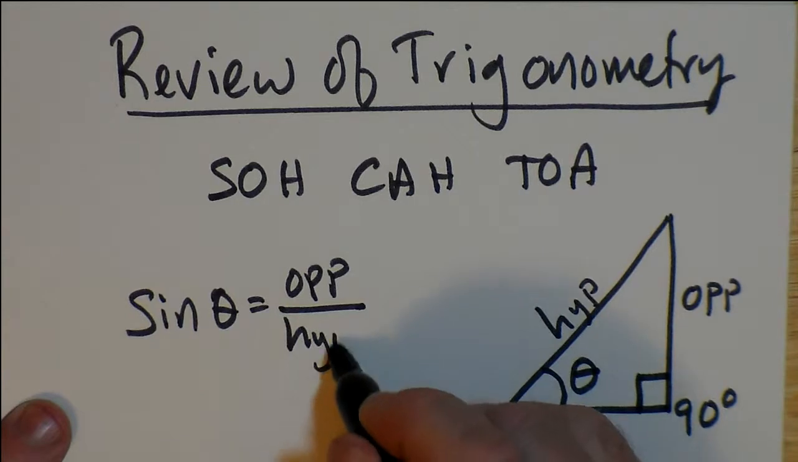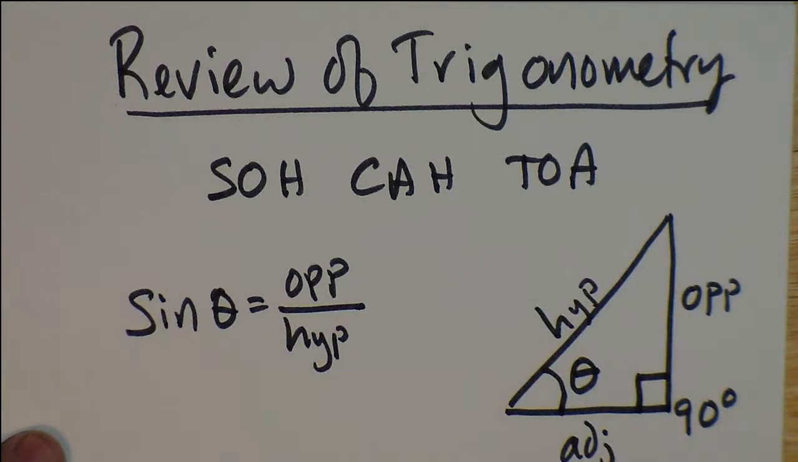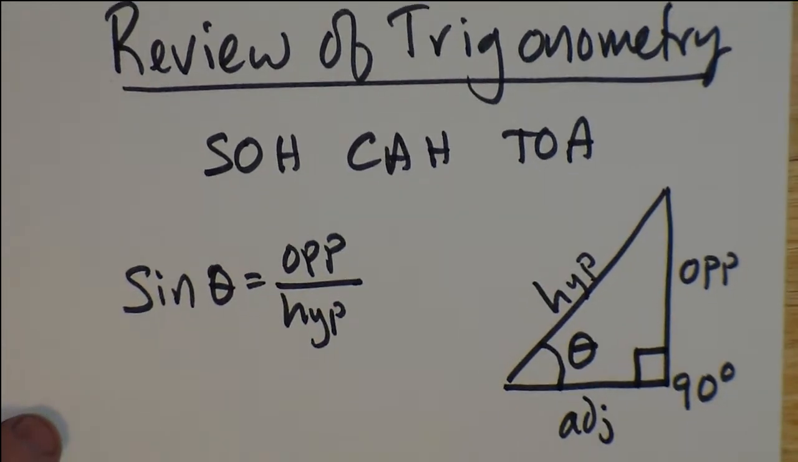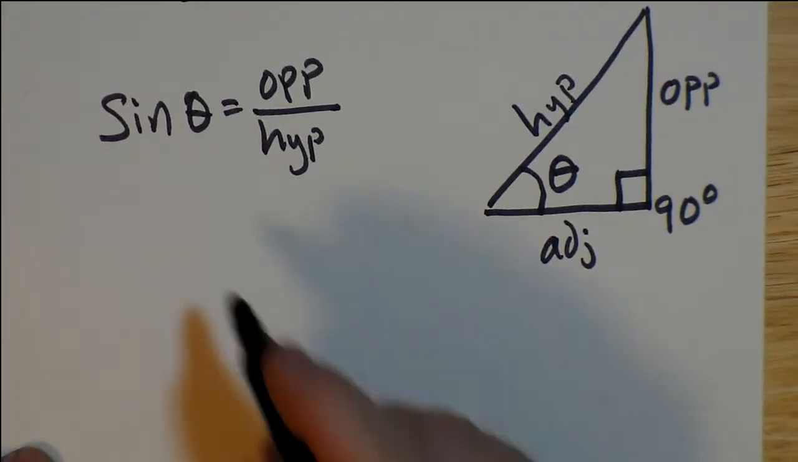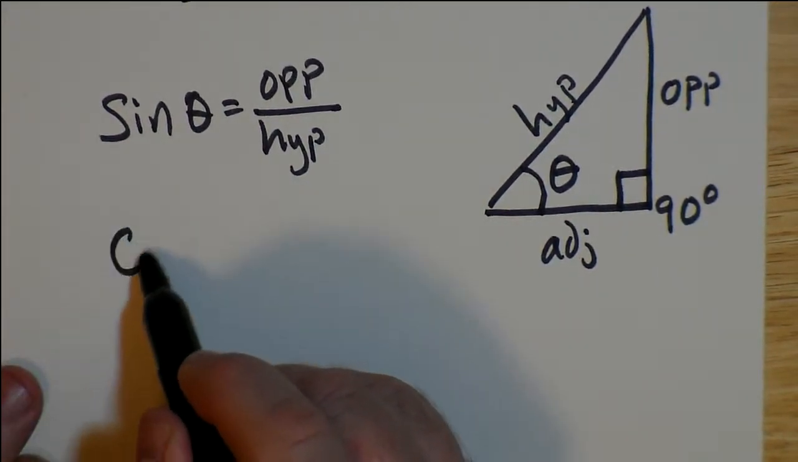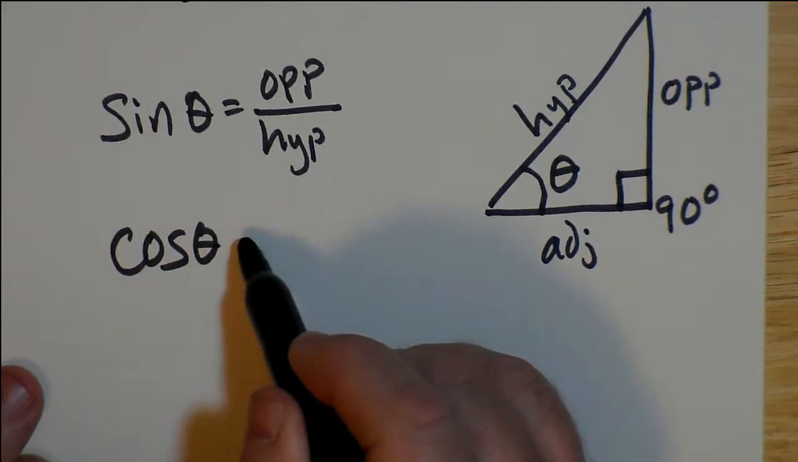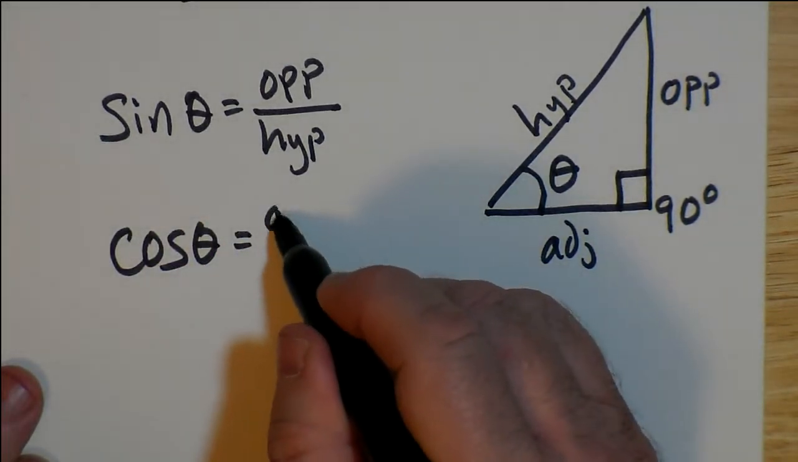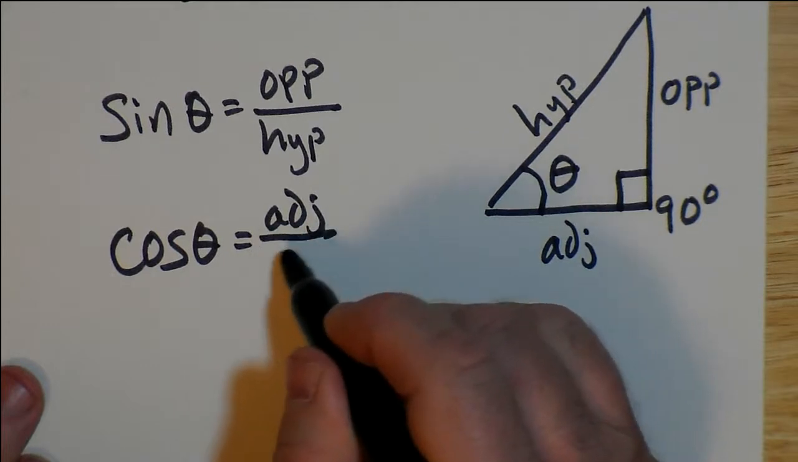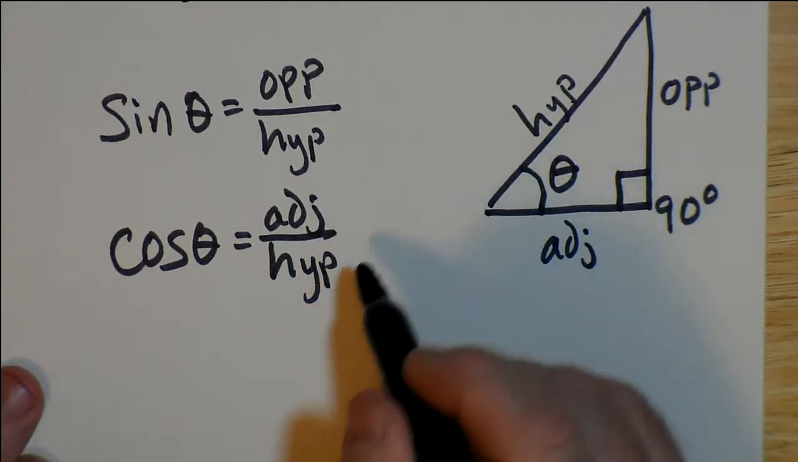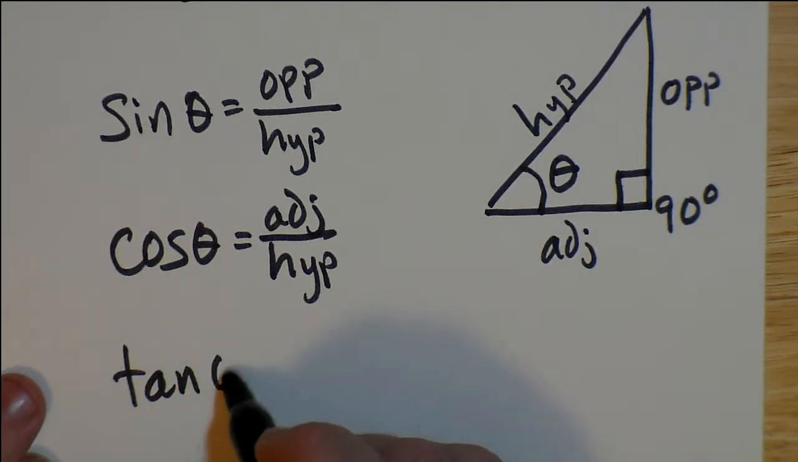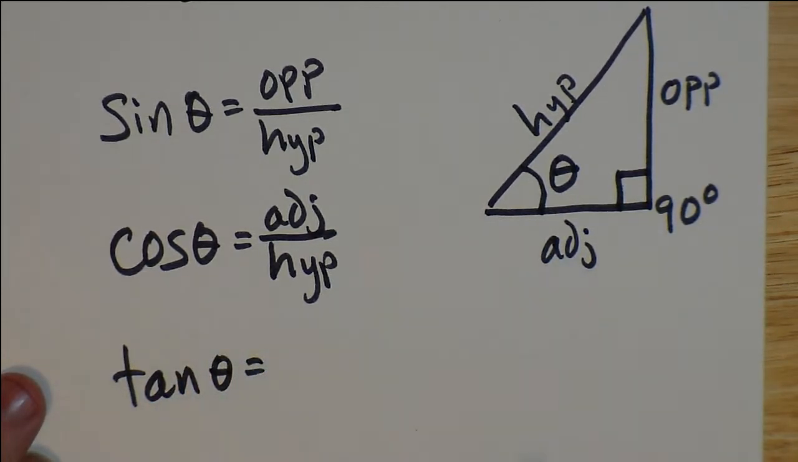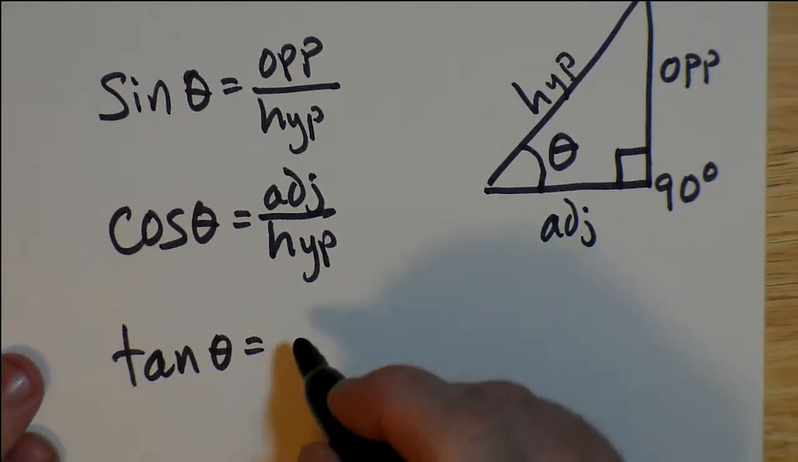So we can write out the three ratios here. Sine theta equals opposite over hypotenuse, cosine theta equals adjacent over hypotenuse, and tangent equals opposite over adjacent. And that is what we remember as SOHCAHTOA. You remember that. Hopefully those ratios will come back to mind.